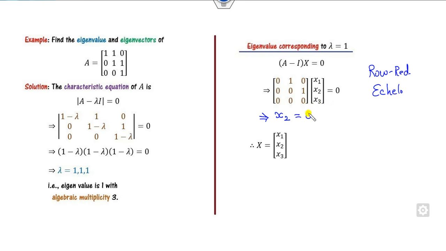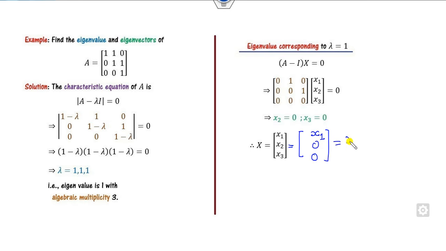First line is x2 equals 0. Second line is x3 equals 0. Now I can substitute x2 and x3 here. What is the value of x2? x1 we don't know, x2 is 0, x3 is 0. So I can write this as x1 times (1, 0, 0). This value is called my eigenvector for eigenvalue 1.